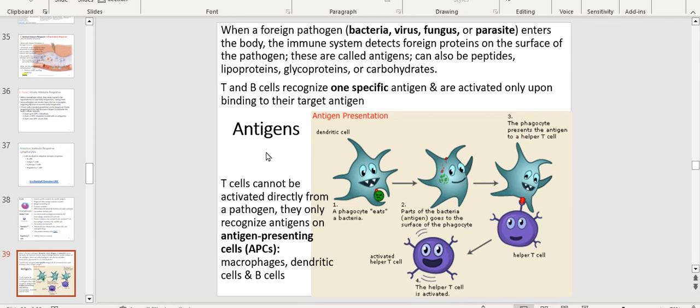Now, just to get into what an antigen is, I know I've been alluding to it and waiting for this slide for a bit. When a foreign pathogen, bacteria, virus, fungi, or parasite, enters the body, the immune system detects foreign proteins on the surface of the pathogen. These are called antigens. Can also be called peptides, lipoproteins, glycoproteins, even carbohydrates, okay? T and B cells recognize one specific antigen and are activated upon binding to their target antigen. So you'll see what's going on here. Remember the antigen presenting cells, okay?